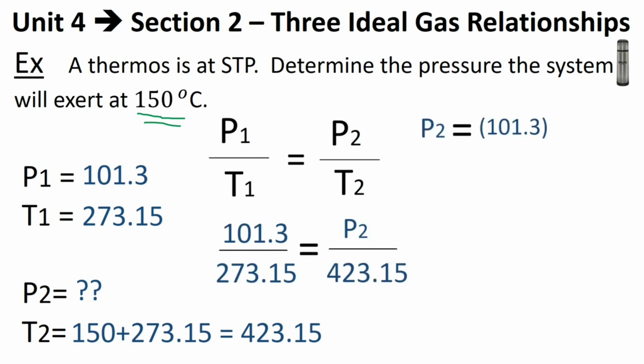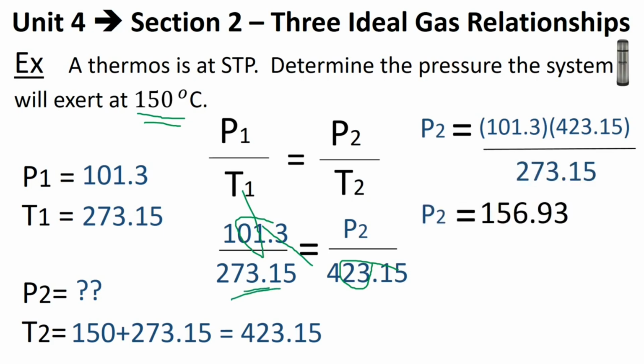So it looks like 100 times 423, and then divide by the 273. And you can check your answer, 156.93. Now again, what are the units on this? Well, back to our pressure of P1, this was in kilopascals. So that means our answer here, that's a P2, should be in kilopascals. And there you go. Our temperature went up and our pressure went up too.